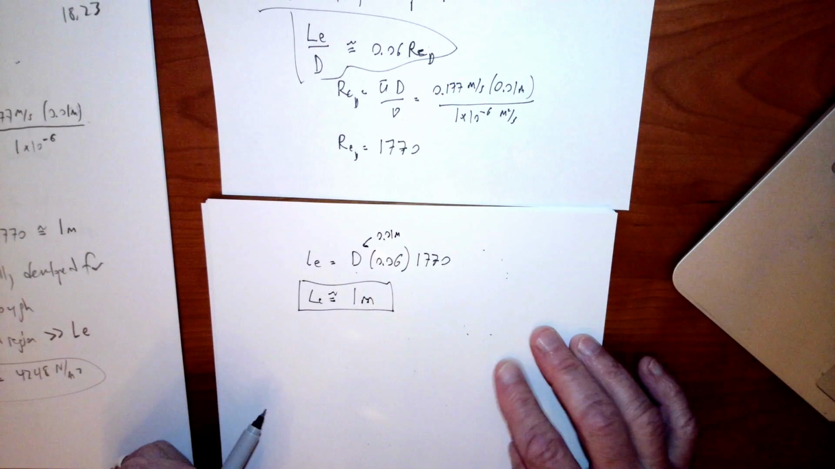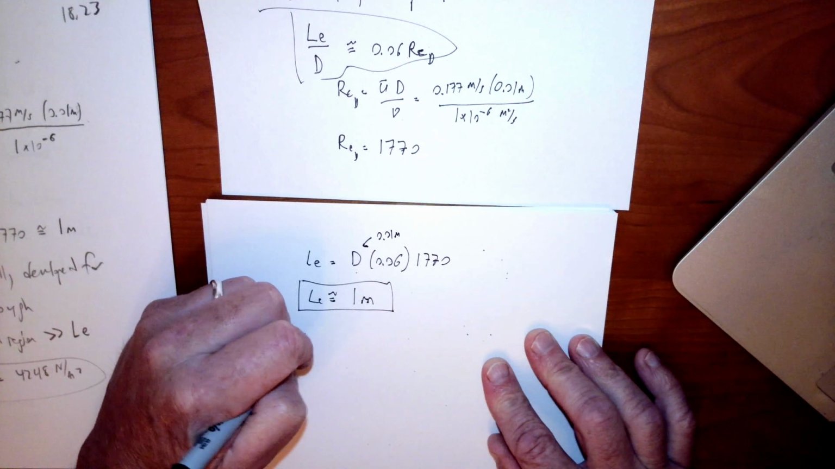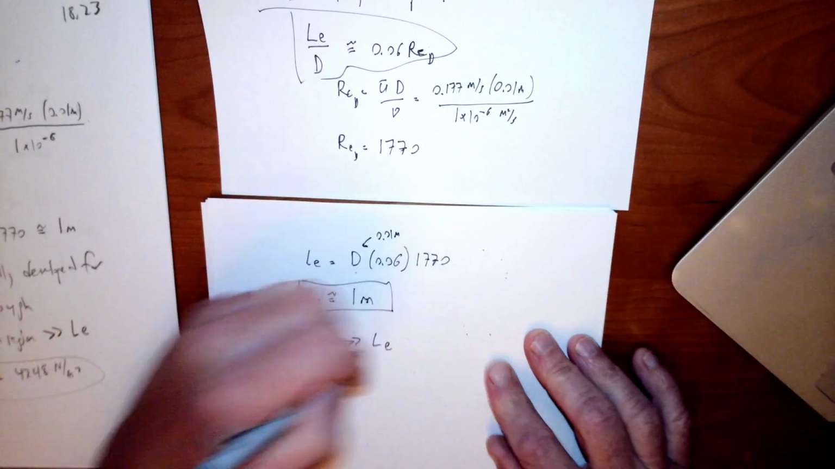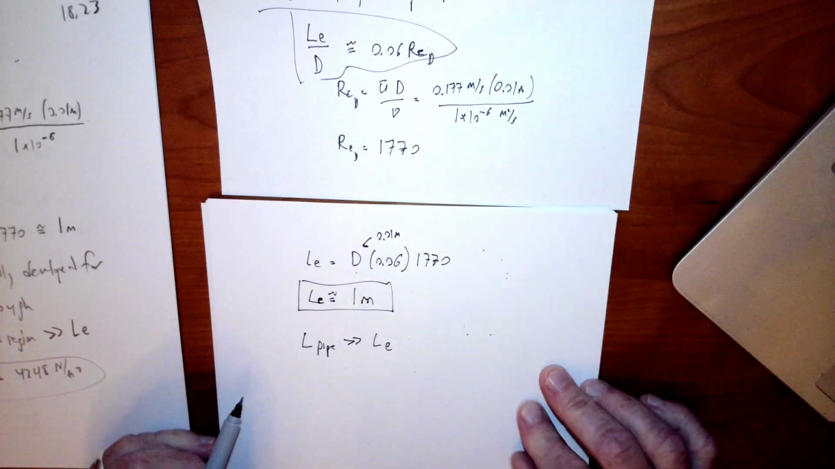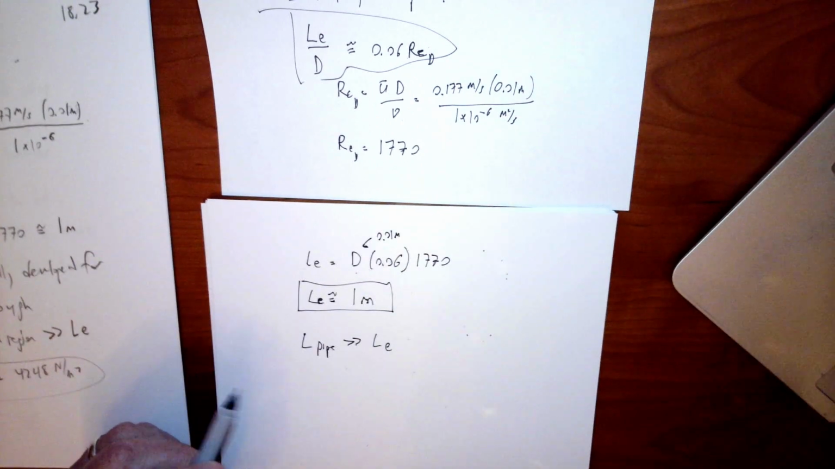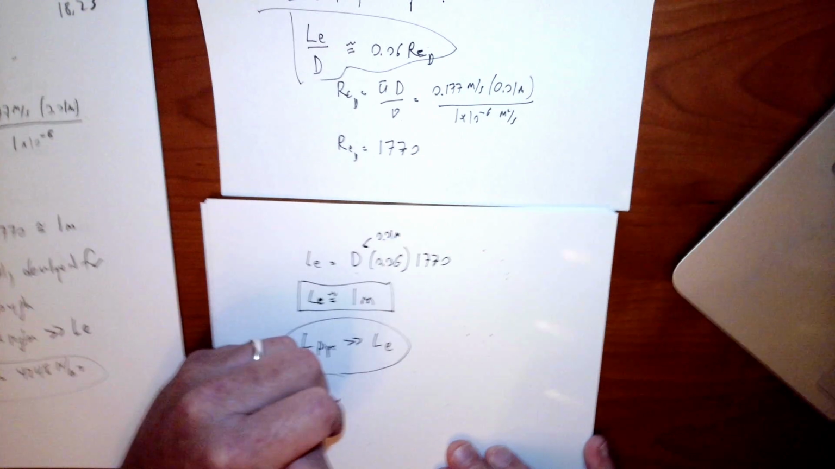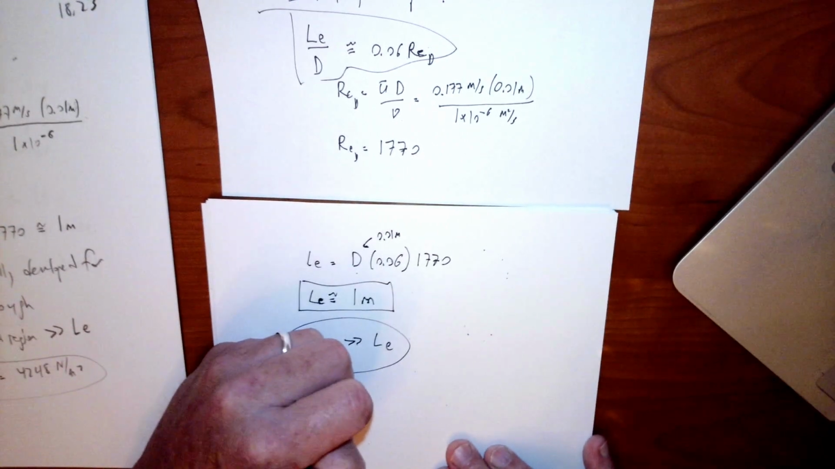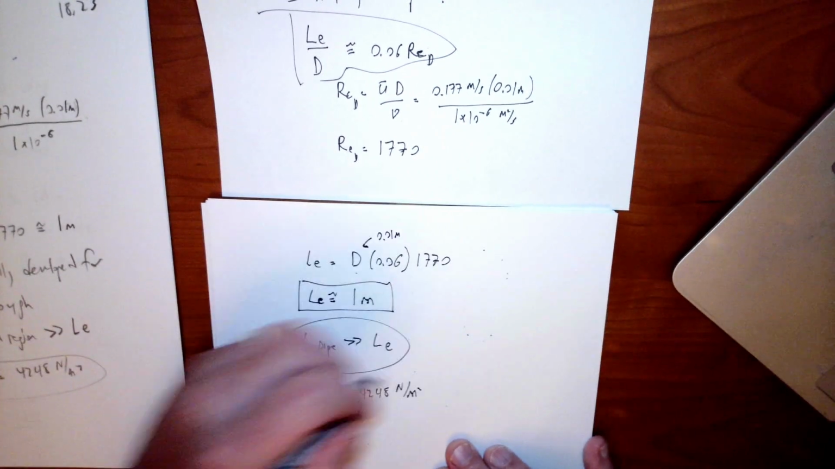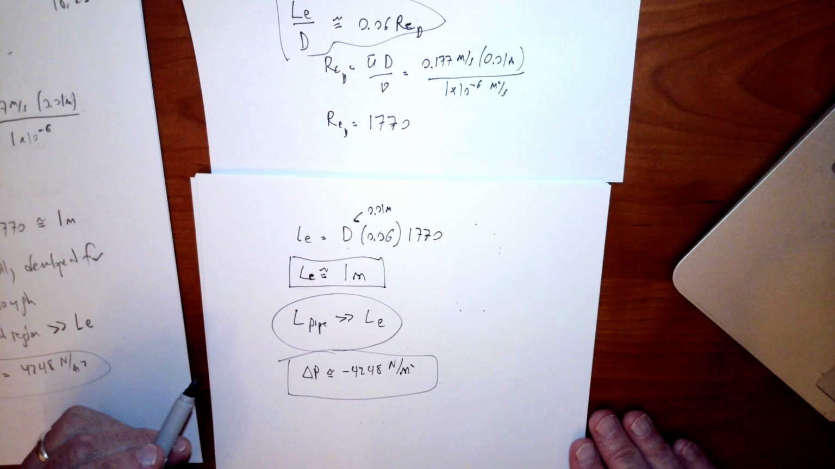So is it fully developed? Well, yes, basically it is. The pipe is 75 meters long, so L pipe is much, much greater than LE. While there is an entrance region, it represents about 1% of the total length of the pipe. So I'm expecting that my calculated pressure drop is going to be within about 1% of the correct answer, since only 1 meter out of 75 meters of pipe is not in the fully developed region.